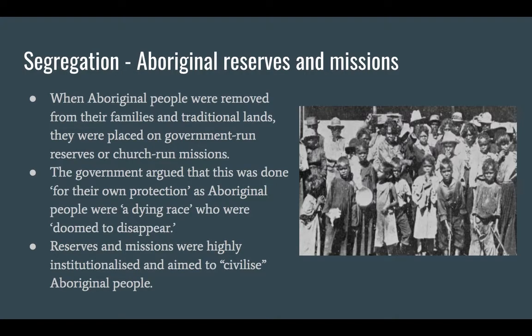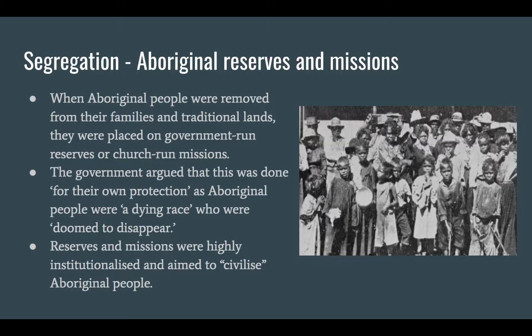Looking at segregation, which literally means to separate and to cut off. This is where we look at Aboriginal reserves and missions. Generally reserves were run by the government and missions were run by the church, but they often operated really similarly. So imagine big patches of land, big houses, farmland, that Aboriginal people were separated out to and forced to live, just in that area, in that mission or reserve.